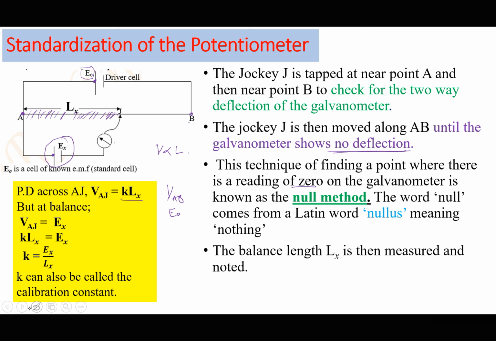So that's what I'm calling standardization of the potentiometer. But essentially, earlier on we saw that K would be equal to the PD across the wire divided by the length AB. And if the PD across the wire is E naught, K would be equal to E naught divided by the length AB. So we could equate E naught over LAB to Ex over Lx, so that we see that there is a relationship between EMF and length.